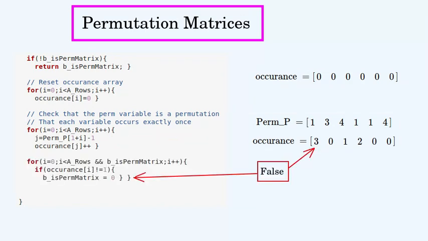And now we'll check that each number has been found exactly once. If even one number isn't 1, like if it's 0, 2 or 3 or something else, then it isn't a permutation and we'll return false. And so we'll return the answer here whether this matrix is a permutation matrix or not.